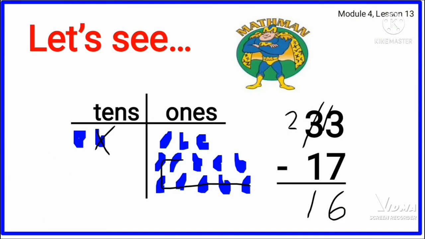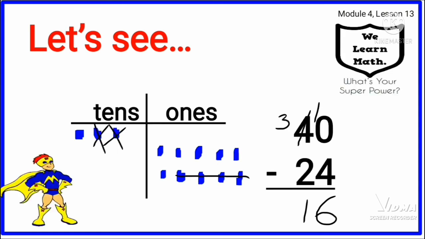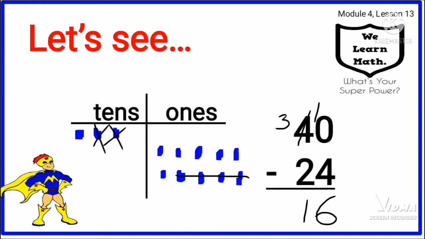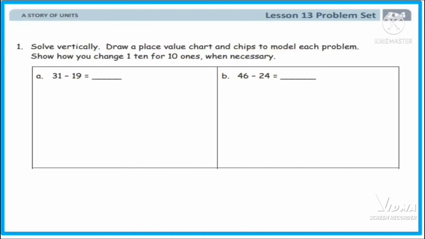And 33 minus 17, I cannot remove 7 from 3, so I have to decompose a 10. So I have 13 ones. 13 ones minus 7 ones is 6 ones. And 2 minus 1 is 1. So I still have 16. So our question, 40 minus 24 is the same as 33 minus 17. What's the answer now? It is true because it's the same, 16.